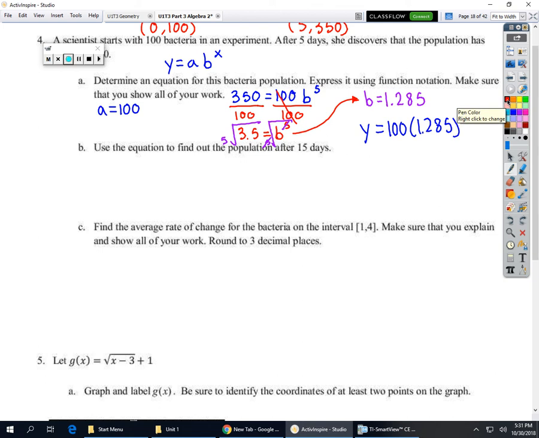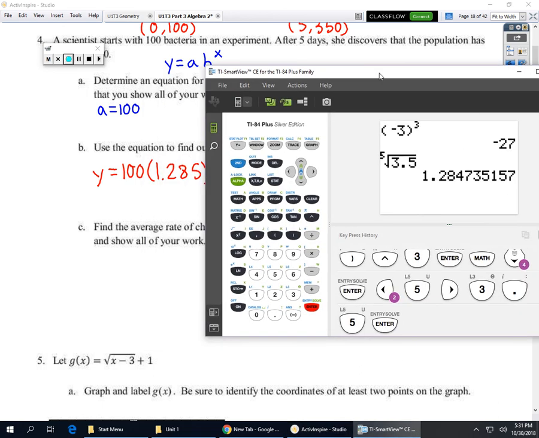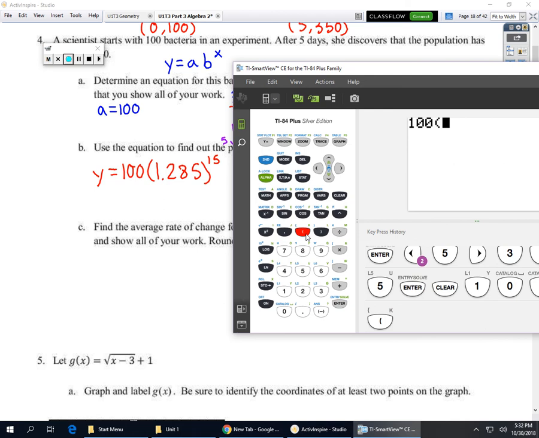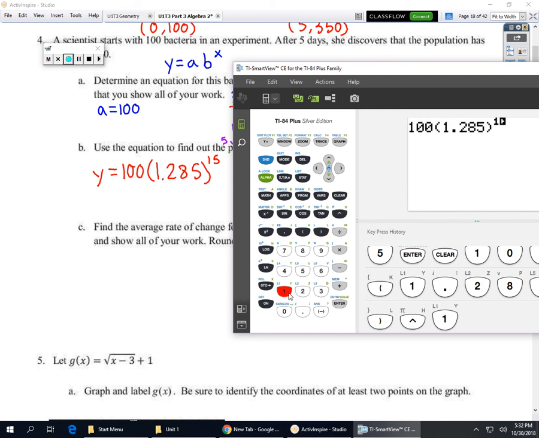Again, depending on your equation, you may have a completely different answer than mine. So y equals 100, 1.285, and instead of x, we are going to put 15. All right, this is where our lovely calculator comes in. So what is it again? 100, parentheses, 1.285, exponent of 15.